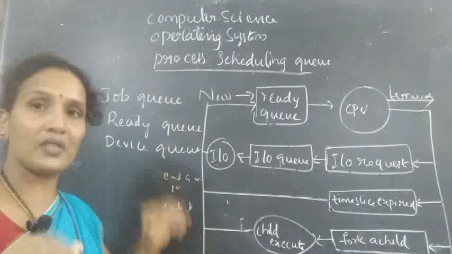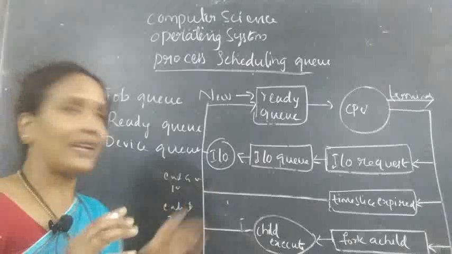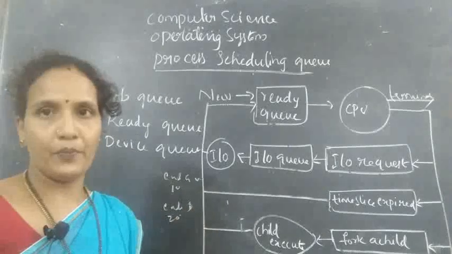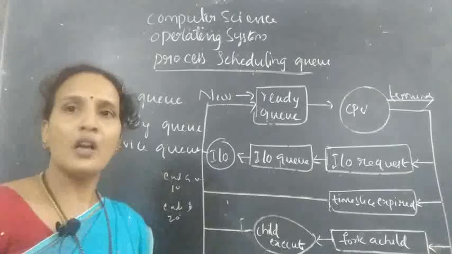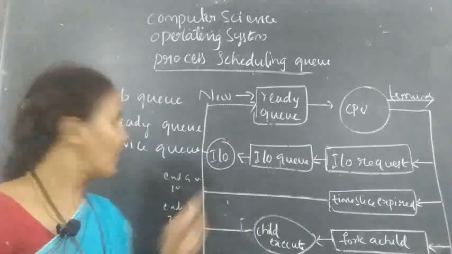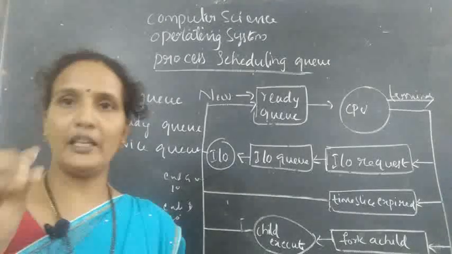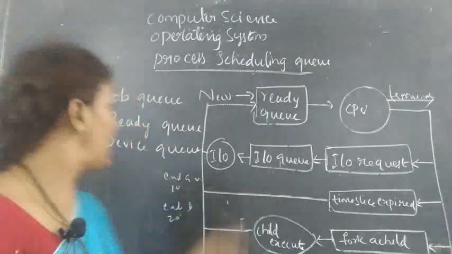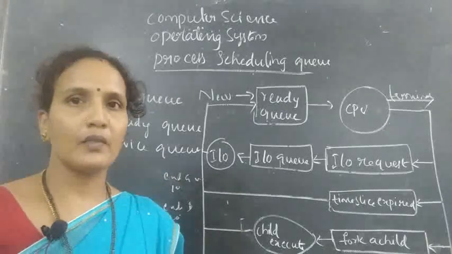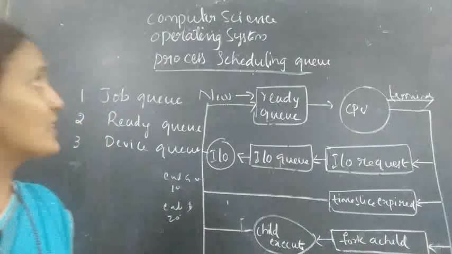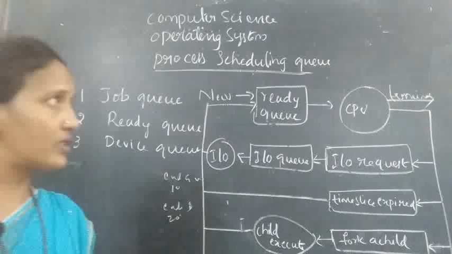Ready queue means the process has entered and is ready for the execution, but the CPU time has not been given. The operating system has not loaded that process into the CPU, the processor. Next, the device queue. If any process is waiting for input and output from a user, then that will come under the device queue. Understood all of you? These are the process scheduling queues. Why don't you take this screenshot?